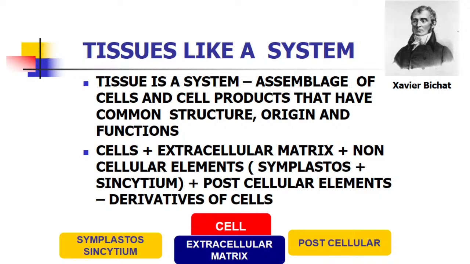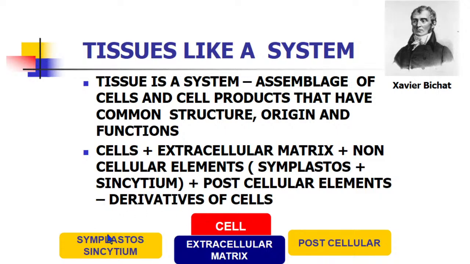But what's the main idea? That cells are characterized by common structure, originate from one source, effectively perform the same functions, and produce some products. For example, besides extracellular matrix, we have post-cellular elements, ordinarily cells which have lost their nuclei or maybe some other elements of the cell.